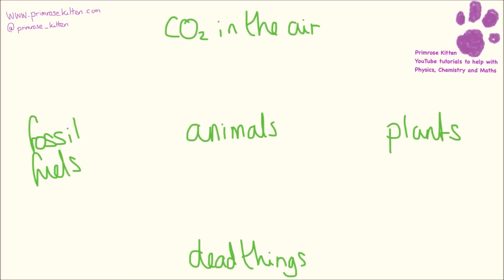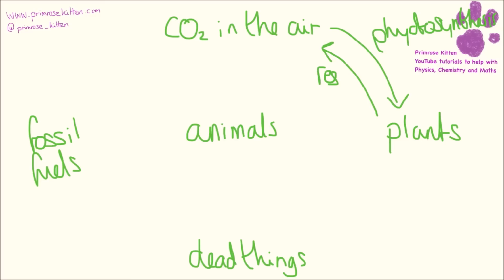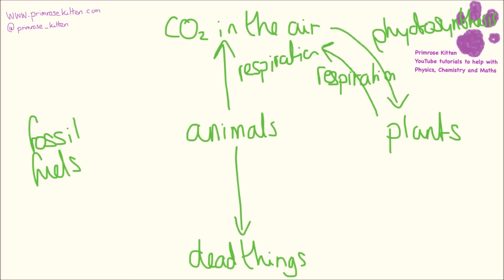There are lots of different ways that carbon can move around our planet. So we can have carbon from the air going down into plants by photosynthesis. And then we can also have the reverse, which is respiration. We can have animals respiring as well. And then plants and animals can die.